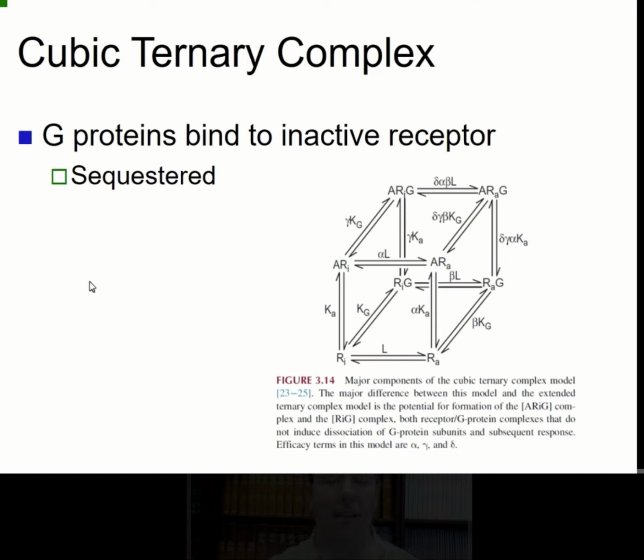Now, the last model is the cubic ternary complex. And if you're having a heart attack, don't worry. This is not one that I'm going to require you to be able to reproduce on an exam. This takes into account that if we have an active G protein coupled receptor and the G protein is floating over here, this G protein can be sequestered by binding to inactive receptor. So if the G protein is bound to the inactive receptor, that means that it cannot bind to the active receptor. However, this adds another possible route. If the G protein binds to an inactive receptor, the receptor can then spontaneously activate, or it can bind an agonist, causing it to activate.